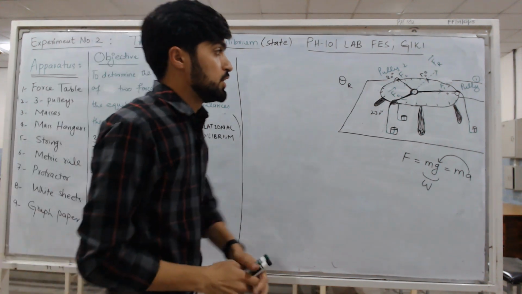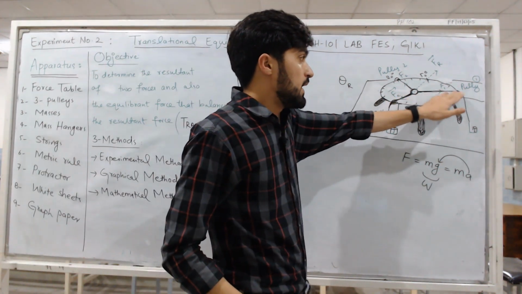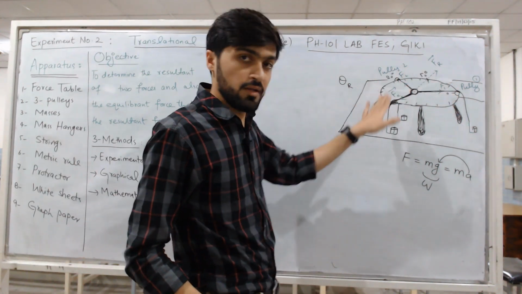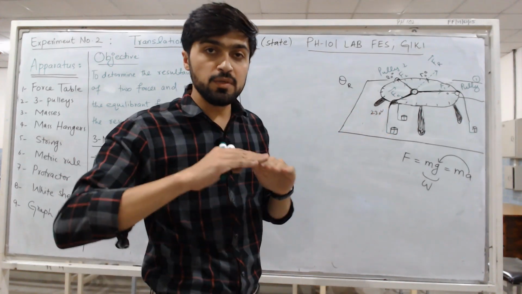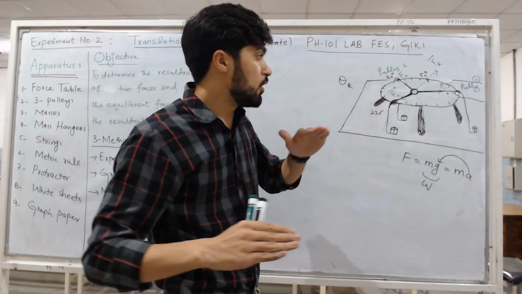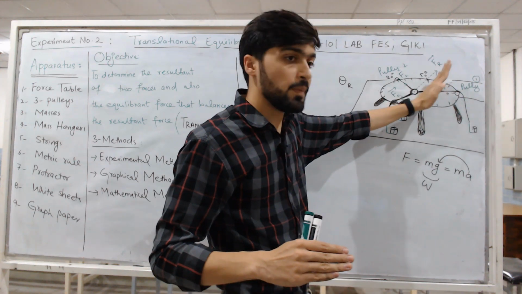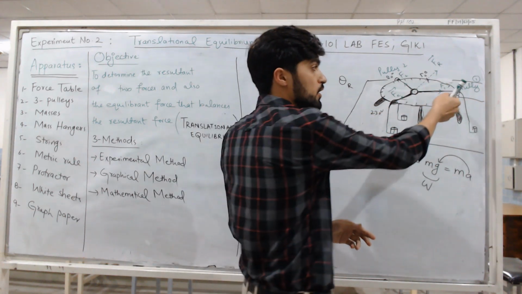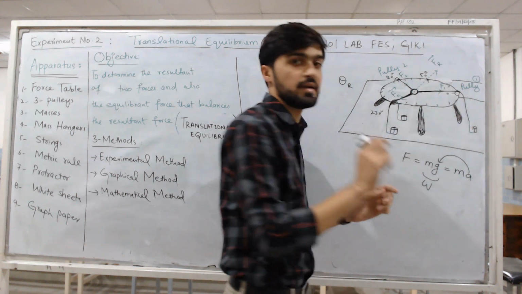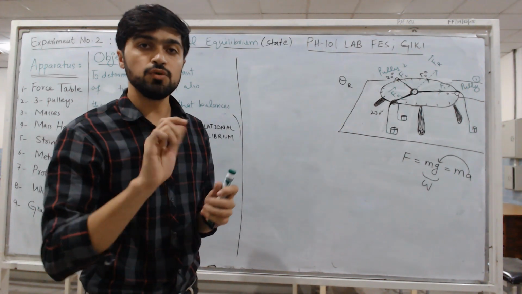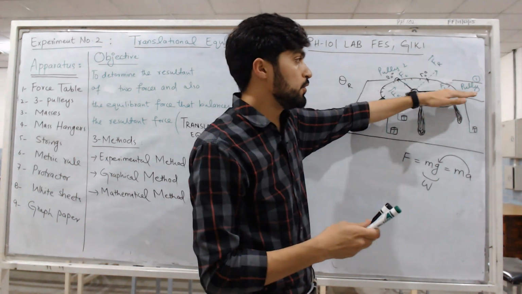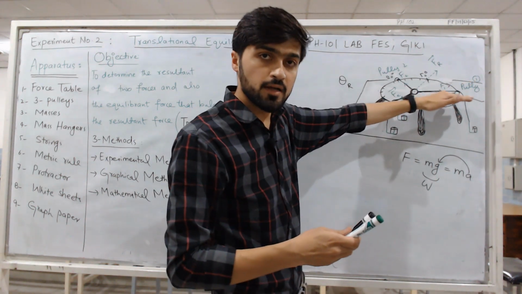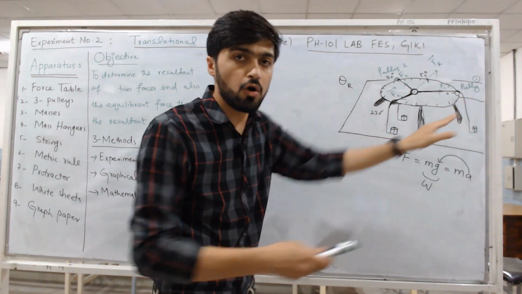Keep in mind, we will adjust the pulley accordingly, and the pulleys must be on the same level, because we can adjust the pulley up and down, and we can also rotate the pulley on this force table. There are adjustable screws that you can use to make the pulley a little up or a little down, or you can rotate this pulley on this table.